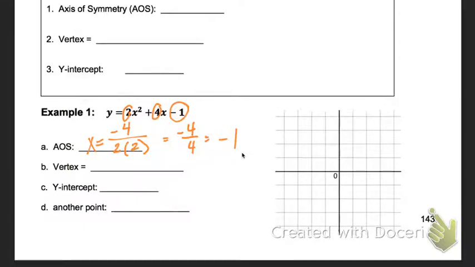So my axis of symmetry is at negative 1, so I'm just going to put a little dashed line at negative 1. My vertex is going to be an ordered pair, so it's always x comma y, where I know my x is negative 1, but to find my y, I just plug in negative 1 for x. So I'm plugging it in here and here. So 2 times negative 1 squared plus 4 times negative 1 minus 1.